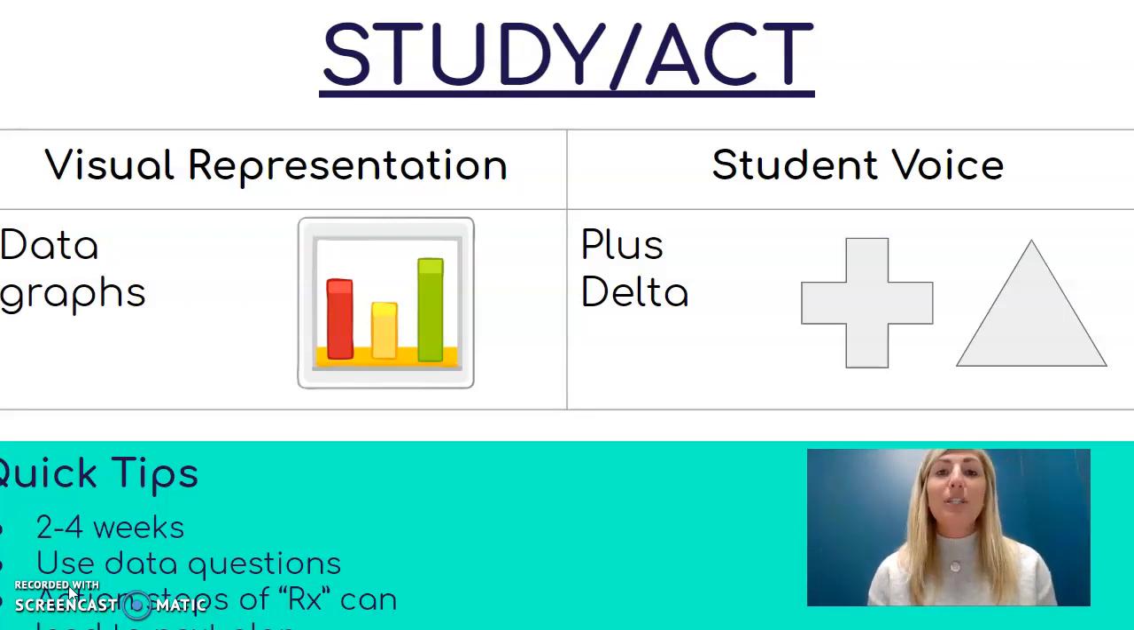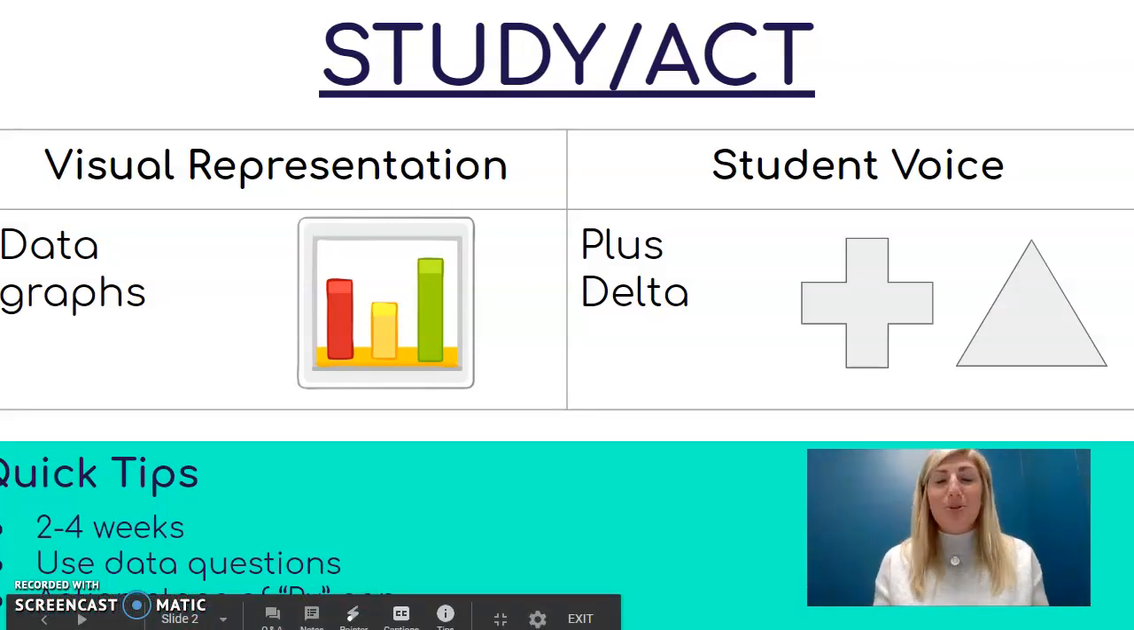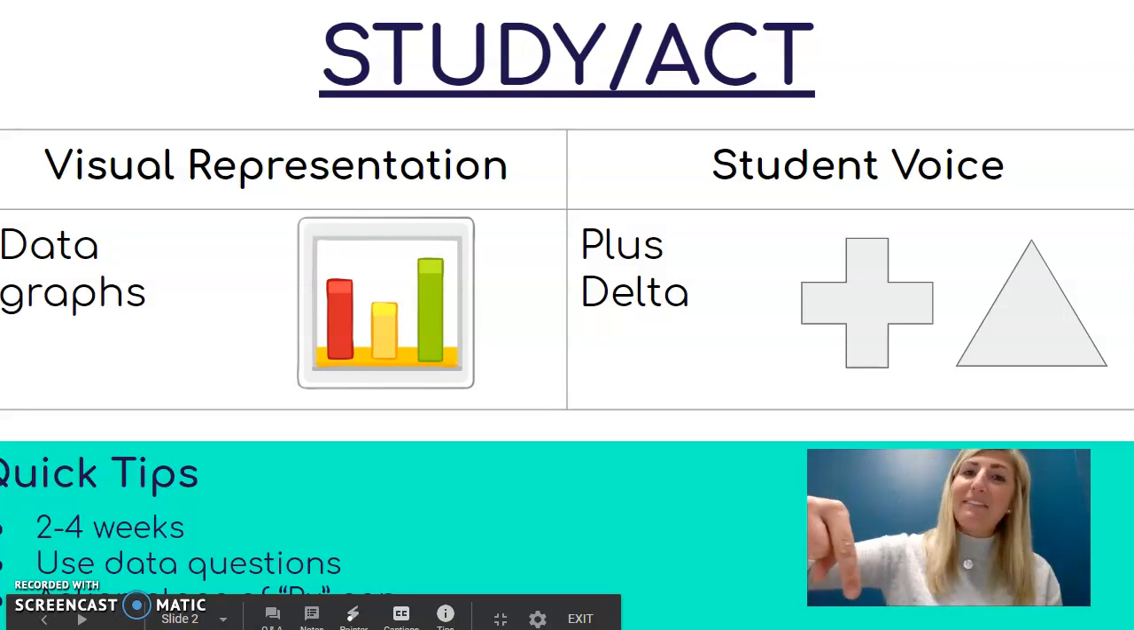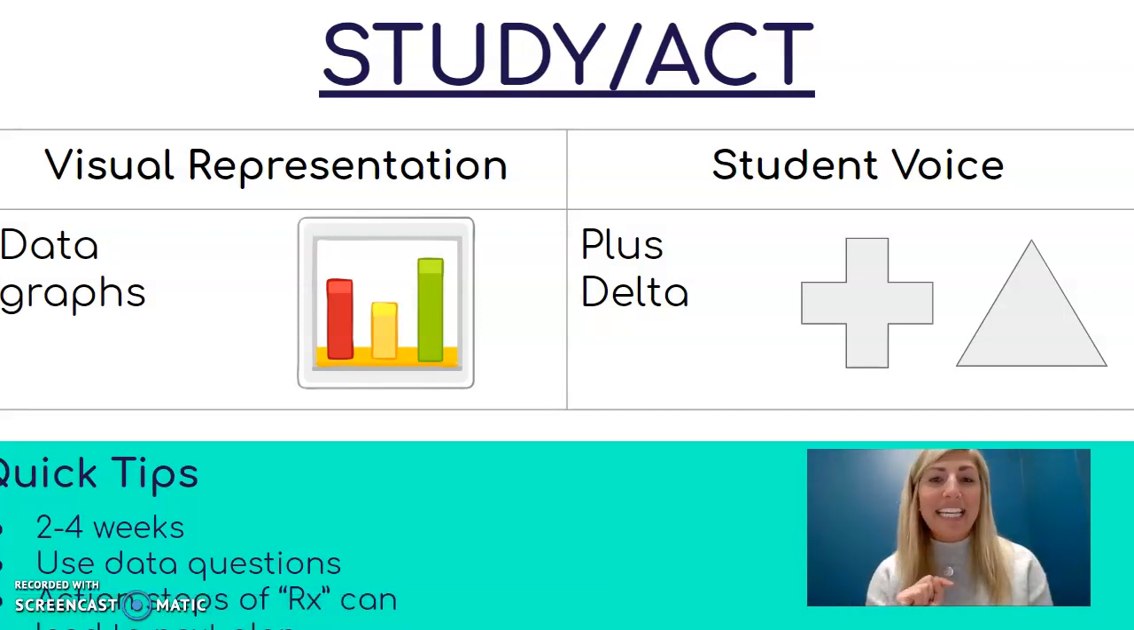Student voice is usually collected in a plus and a delta. Plus being those things that we can celebrate together, and delta being those areas and opportunities for improvement or growth. We like to use data questions to help guide us when we're having those plus and delta types of conversations. If you're wondering, what are data questions? Lucky you, we have a button below this video that you can click and get some resources for data questions.